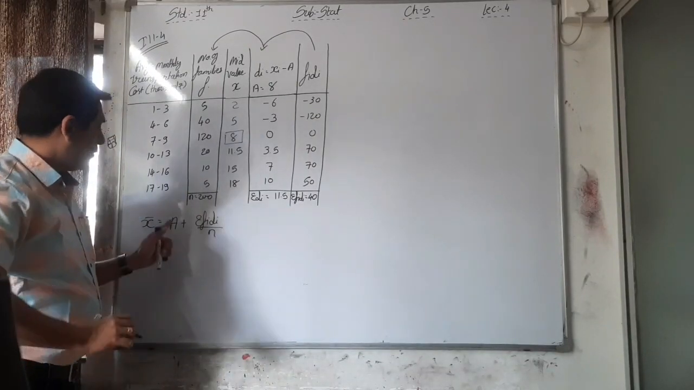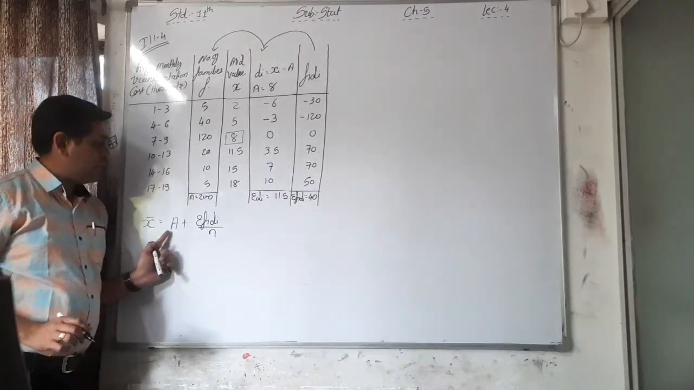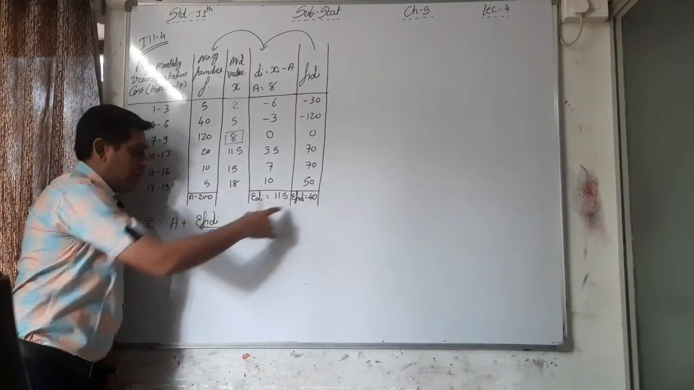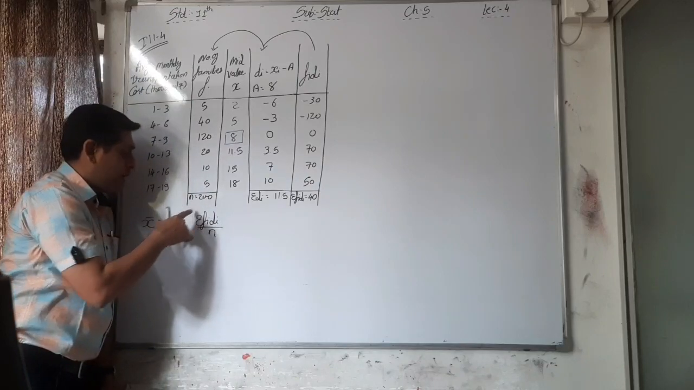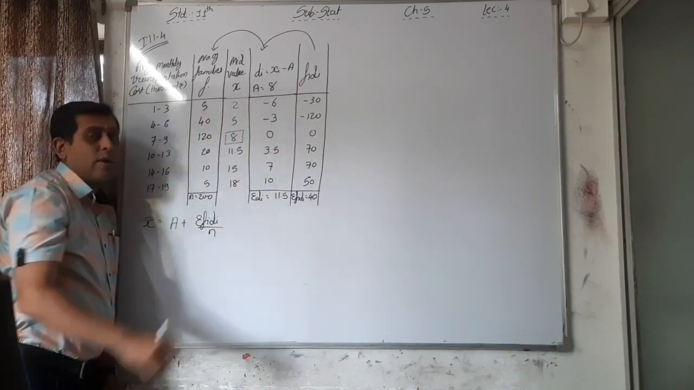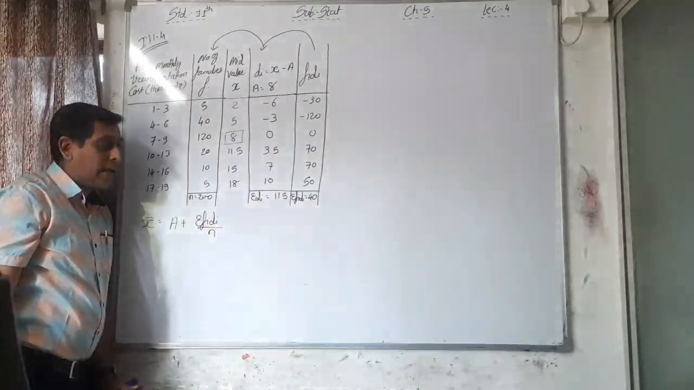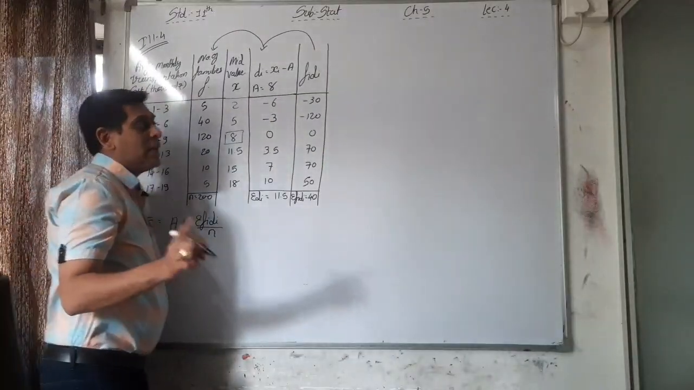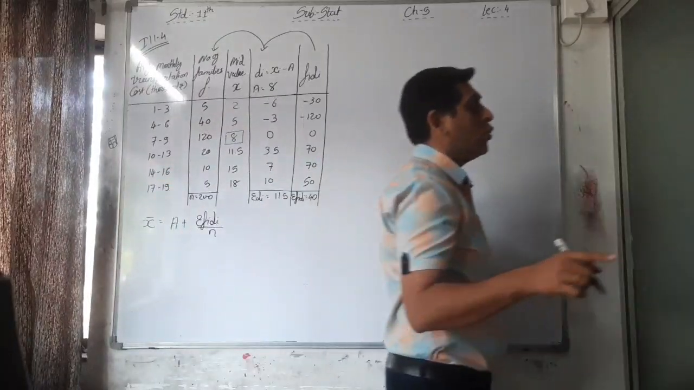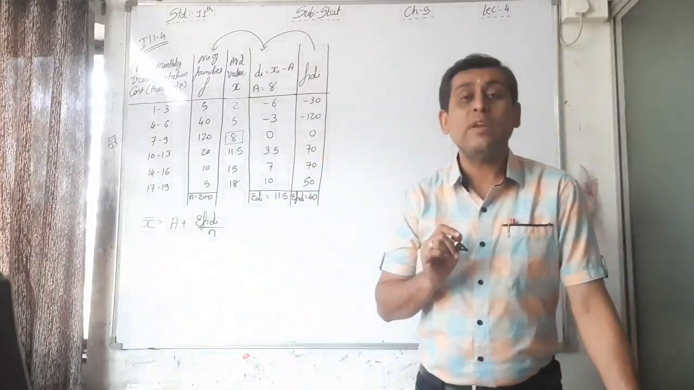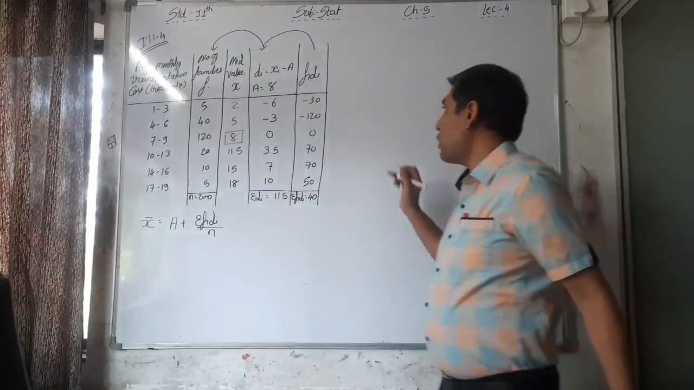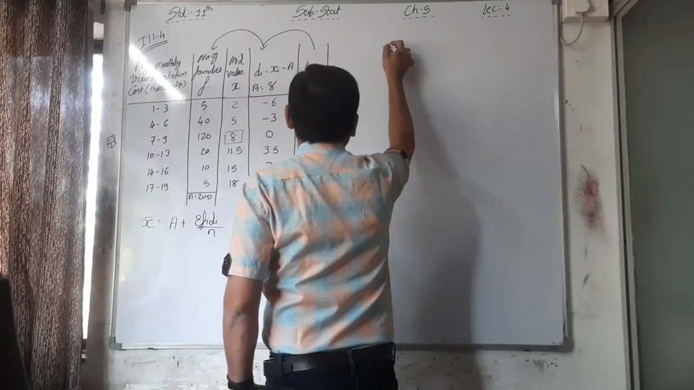Okay, so here now we can find out x bar is equal to A plus sigma fidi upon N. Now we have sigma fidi, that is 40, N is 200, and A is 8, as we are assuming. Okay, now what we want here, the mode is ill-defined. So we have to find out the median. To find out the skewness, you have to find out the median.